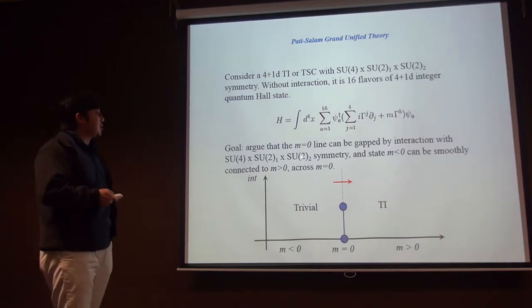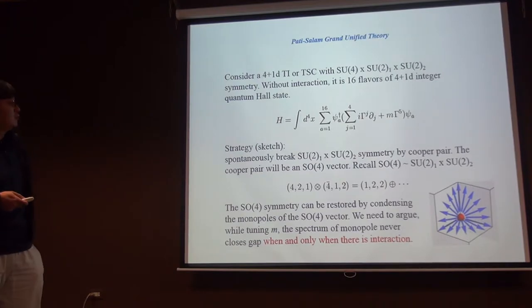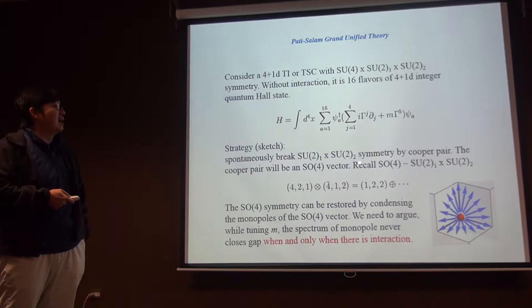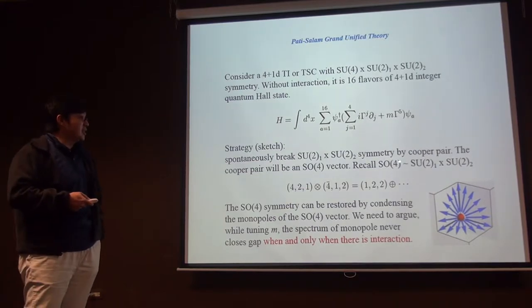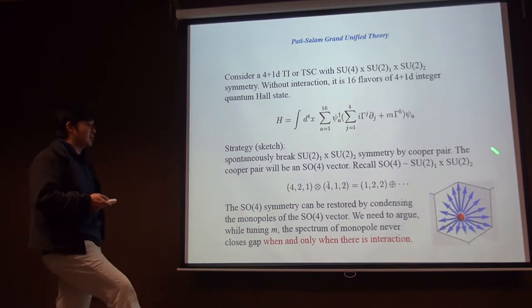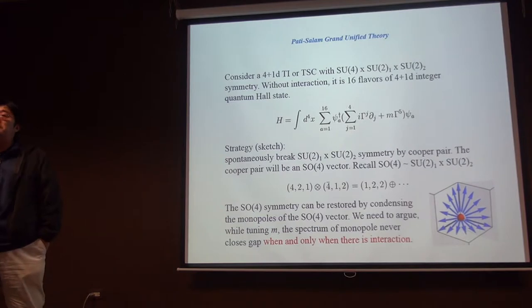Let's just choose this O4 order parameter. It's a four component vector. The four component vector is a 1/2 representation. So this O4 vector will gap out all the fermions, but it breaks the SU2 cross SU2, but does not break SU4. Okay, does not break SU4.